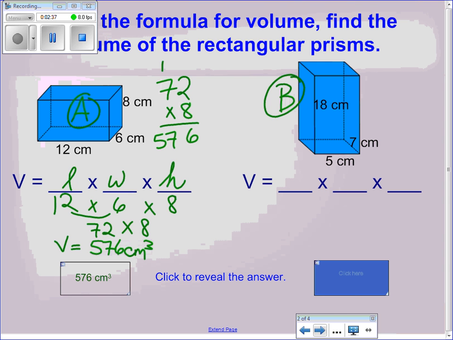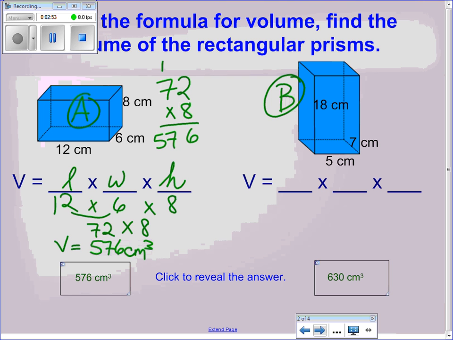Pause the video and take a moment to solve the volume of prism B. So pause the video now and come back when you're finished. Okay, welcome back. Let's check your answer.